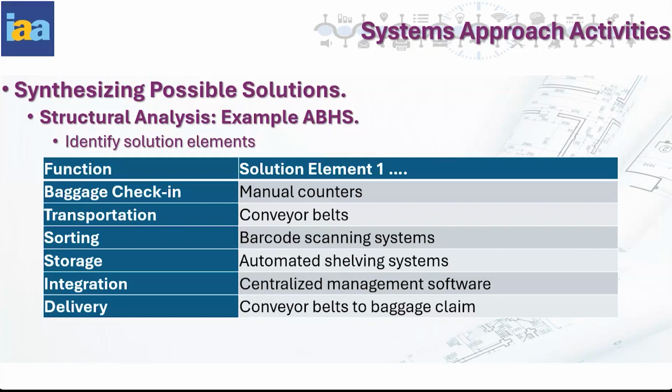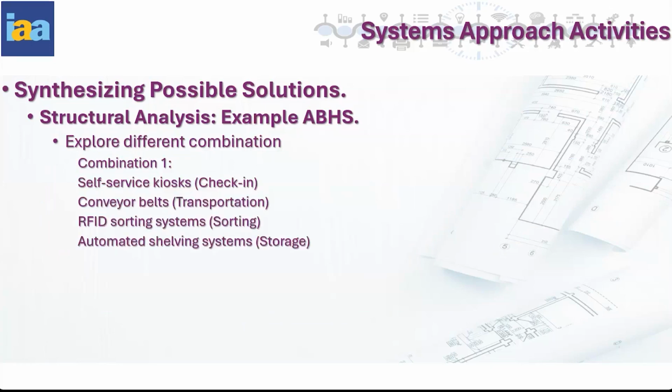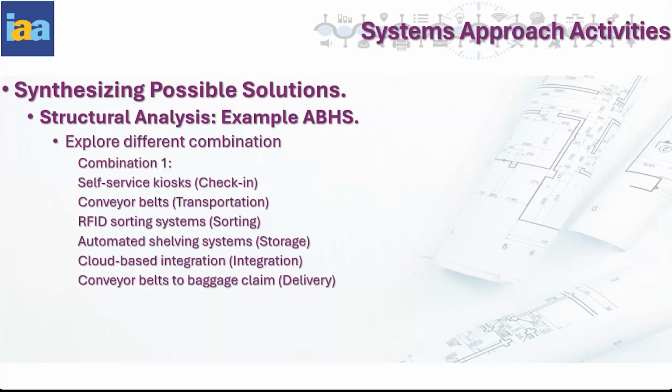Then the next element. So what will happen once you do this scientifically? For each function, there will be so many solution elements you will list. Maybe some 3-4 elements. Once this is available, you have to compare these as combinations. You can make several combinations. Say, for example, combination 1 I listed here. Self-service kiosk for the check-in. Means you listed several elements, and now you are making certain combinations out of them. Conveyor belt for transportation, RFID for storage, cloud-based integration system you will make. Delivery, you will make conveyor belt to baggage claim.